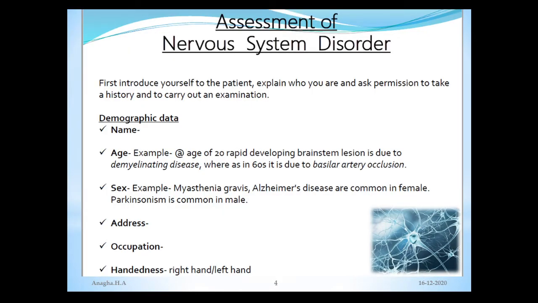We take history in every patient, whether it involves the gastrointestinal system or reproductive system, any system it might be. But when we are doing the neurological examination, there are some extra points we need to take care of while taking the history. Here we have the list: name, age, sex, gender, address, occupation, etc. But handedness, we would not have given that much importance in any other system. When doing the CNS examination, it is always important to take care of handedness. We have to mention right hand or left hand.